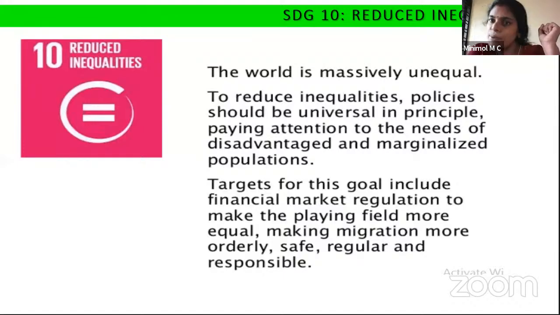SDG 10 is for reduced inequalities. As all of you know, the world is massively unequal. So if we want to reduce inequalities, we need policies. They should be universal in principle. The policies should pay attention to the needs of disadvantaged and marginalized populations. So basically, the goal targets financial market regulation to make the playing field more equal, and making migration more orderly, safe, regular, and even responsible.